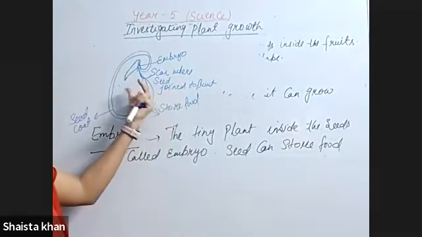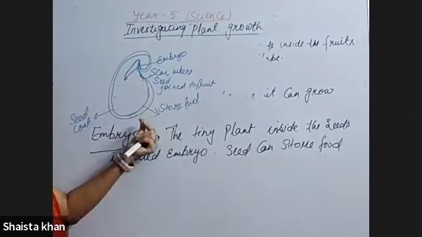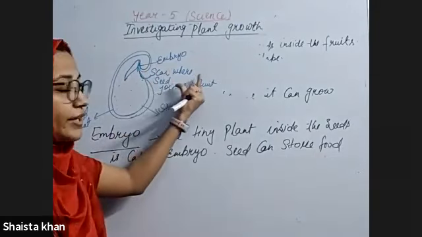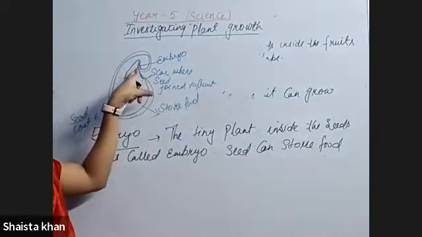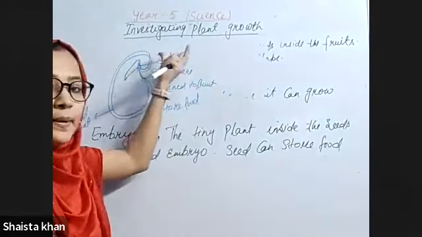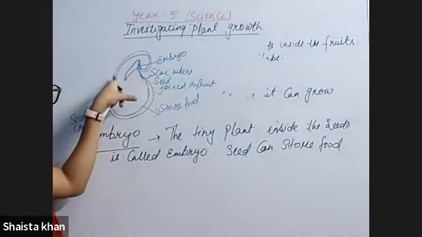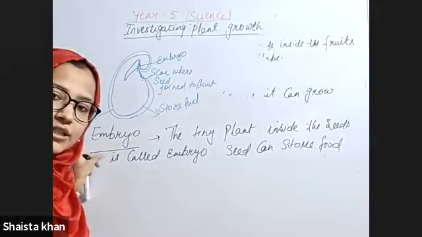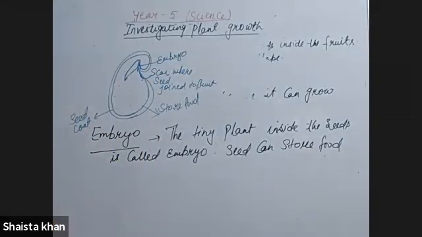What is a seed? This is the basic diagram of the seed. The scar is where the seed joined to the fruit. The part where the shoot starts growing is the embryo. And this layer is known as the seed coat.